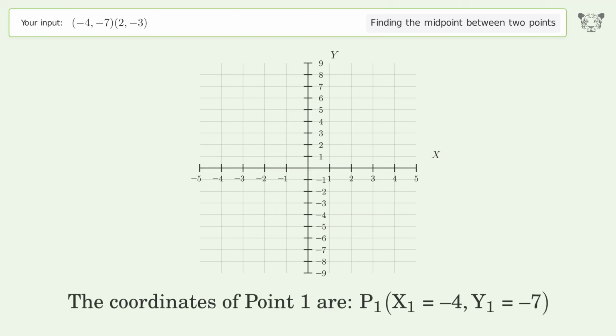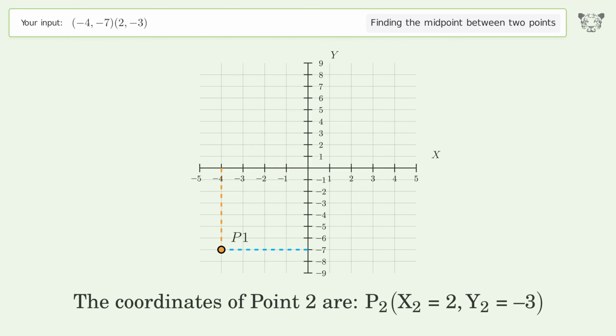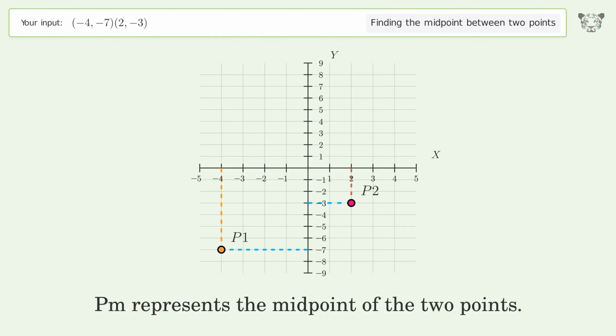The coordinates of point 1 are x1 equals -4, y1 equals -7. The coordinates of point 2 are x2 equals 2, y2 equals -3. PM represents the midpoint of the 2 points.